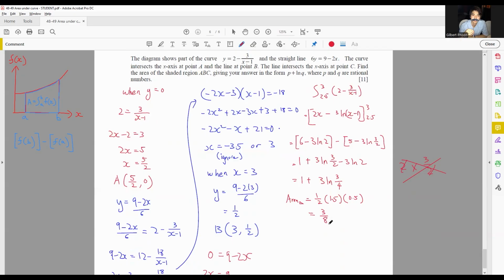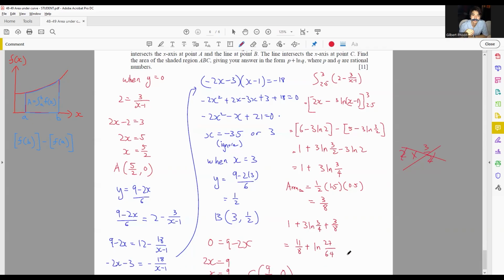So finally, adding these two values together, you would have 1 plus 3 ln 3 over 4 plus 3 over 8, to give you a final answer of 1 plus 3 over 8, that is 11 over 8 plus 3 ln 3 over 4. They want it in ln only. So this will bring the 3 over, you would have ln 3 cubed, that's 27, 4 cubed, that's 64. And this will be your final answer here.